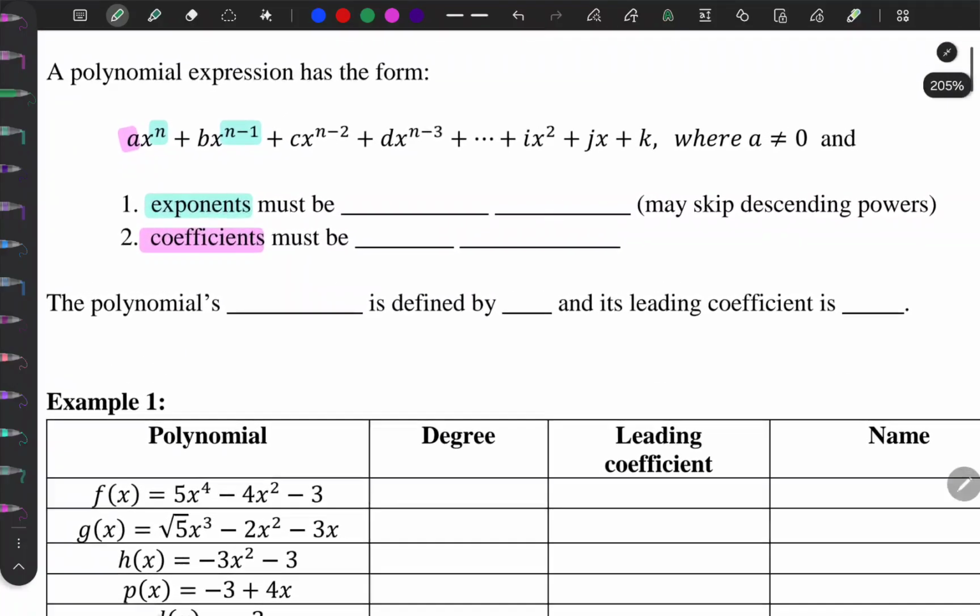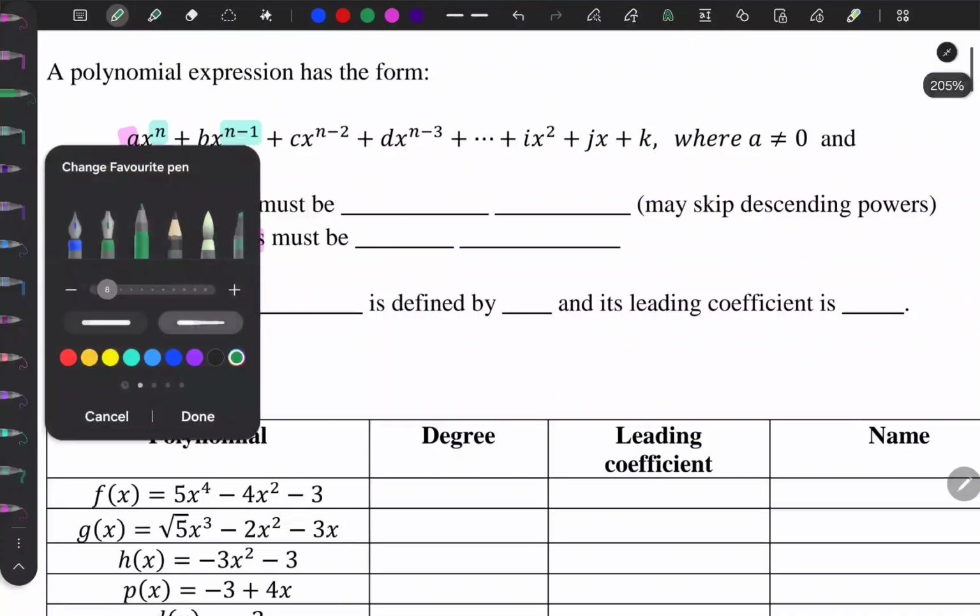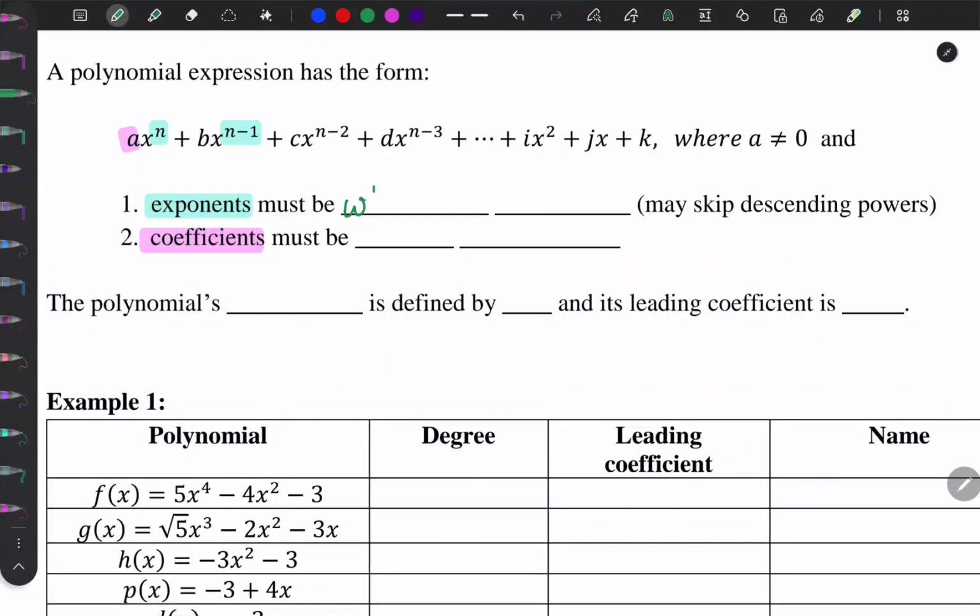In order to be a proper polynomial, our exponents must be whole numbers, our coefficients must be real numbers. So those can include fractions, decimals, radicals, and that's fine.